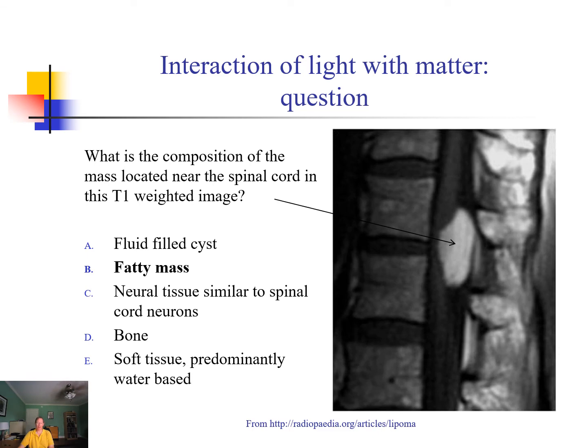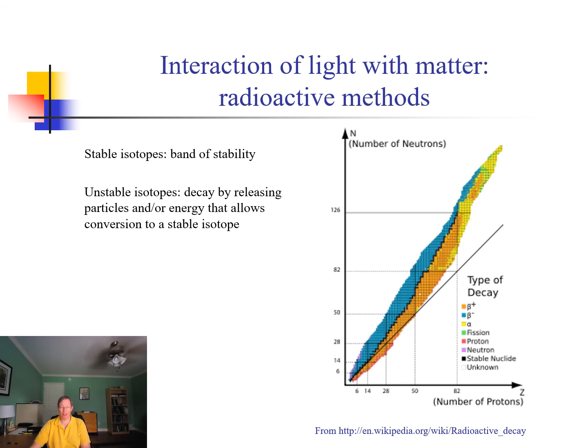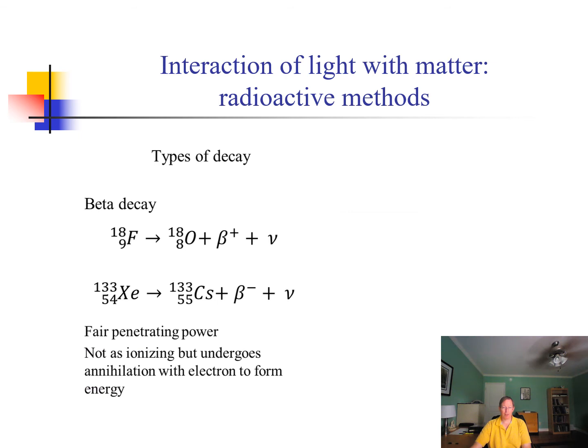All right, so let's talk a little bit about some radiochemical methods. Elements have a band of stability as they increase their atomic number and their number of neutrons. If they lie off of this band, they're unstable and they'll decay or throw off particles or energy to try to return to that band of stability. And how they do that depends upon where they lie on that band. So I'm going to talk about the methods that are used for medical purposes.